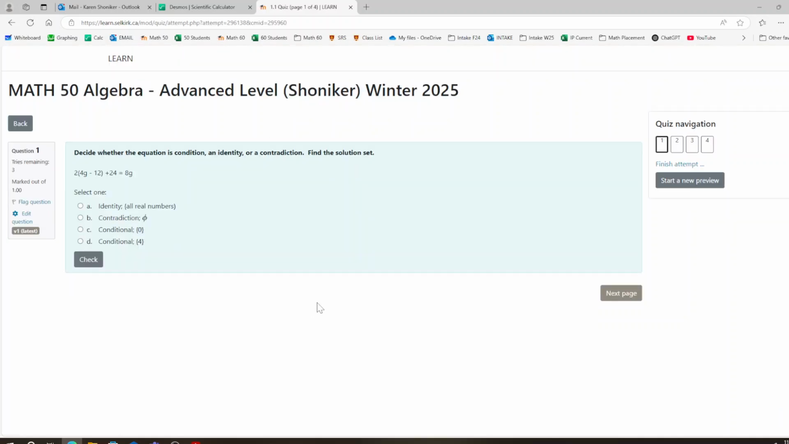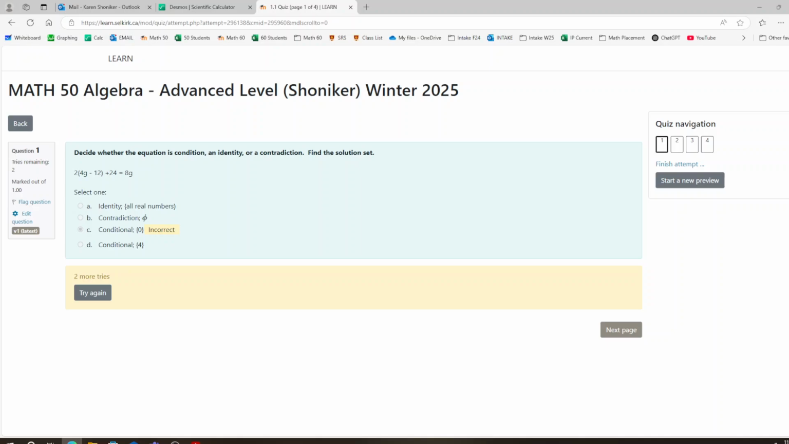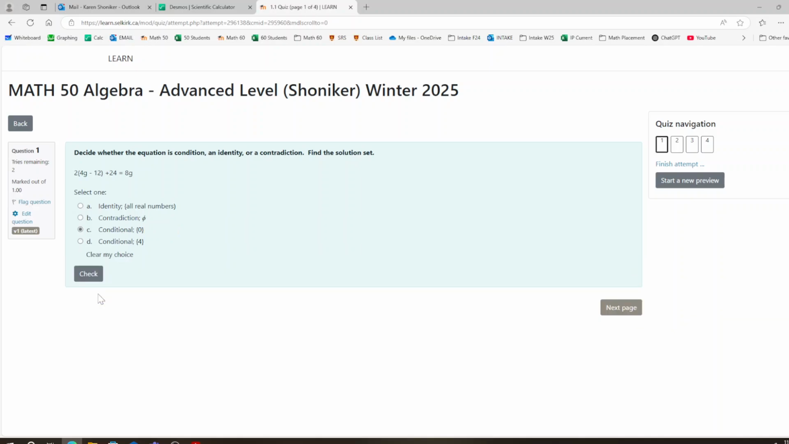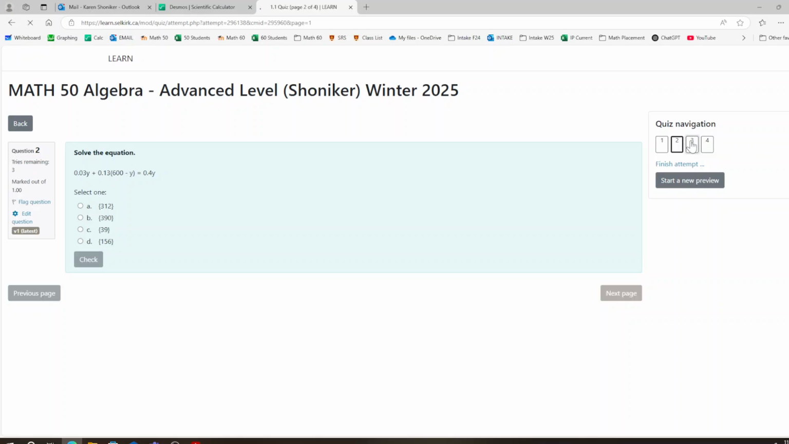Yours will look a little different. Mine's not set as a student, but you'll go in and there's 4 questions. When you're doing the 4 questions, you answer. Don't forget to check. If you get it incorrect, you just click try again and just don't choose that answer again. If you want to leave a question for a while, you can always scroll through and try all the different questions and then go back and finalize it.